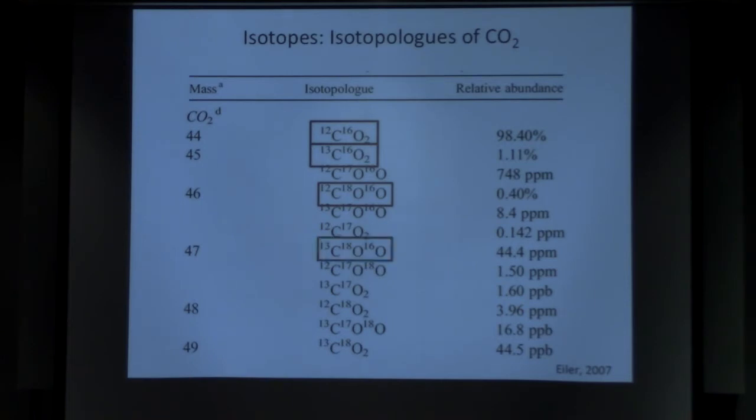And if we modify our mass spectrometer a little bit to add a few more of those Faraday cups, add a couple of extra detectors, we can also measure mass 47. And in this case, the most common mass, though still not very common, of mass 47 is when you have one of these C13 and O18 clumped groupings.